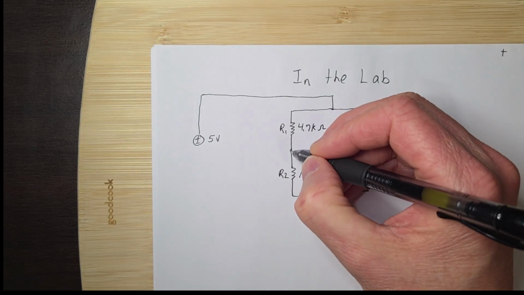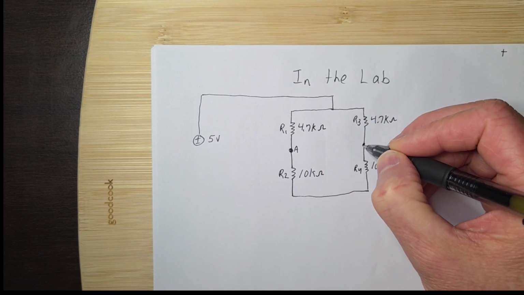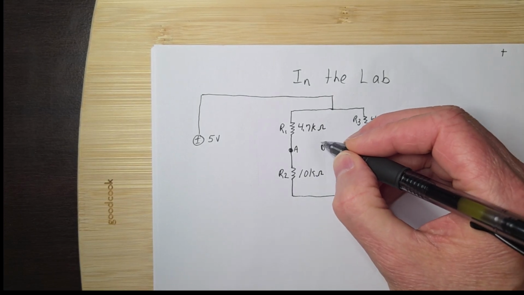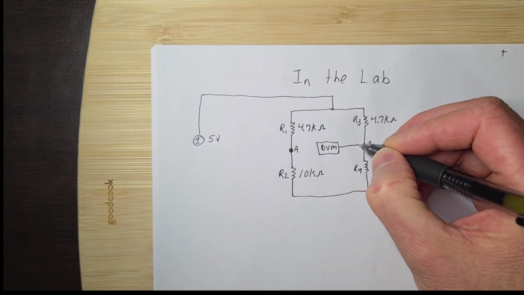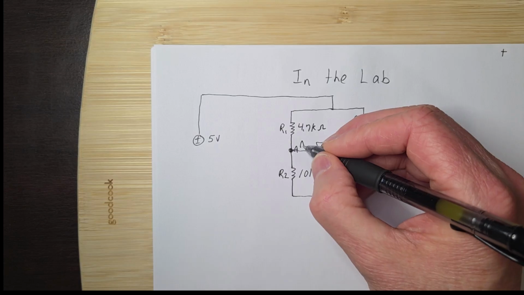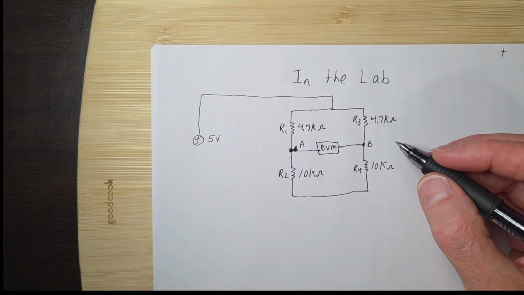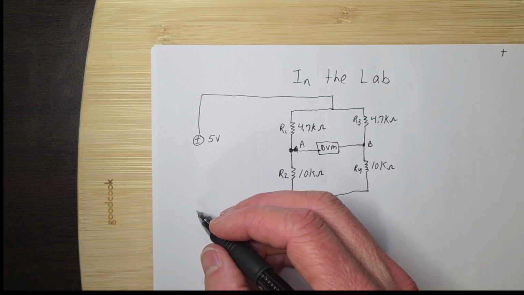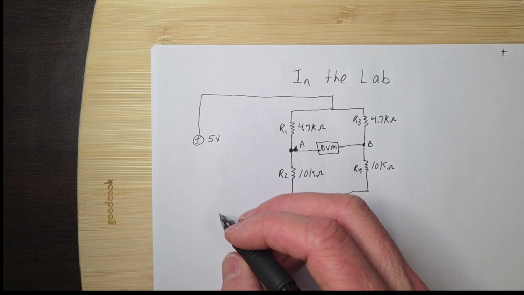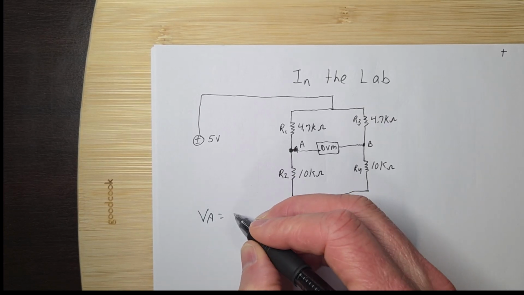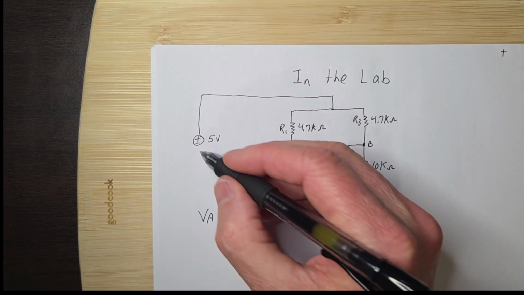And then, of course, in the lab we're going to have A and B, and we're going to have a DVM, a digital voltmeter, right here. We're going to be measuring just like that. In this case, VA is going to equal VS. Oh, I guess I need to complete my circuit, don't I?